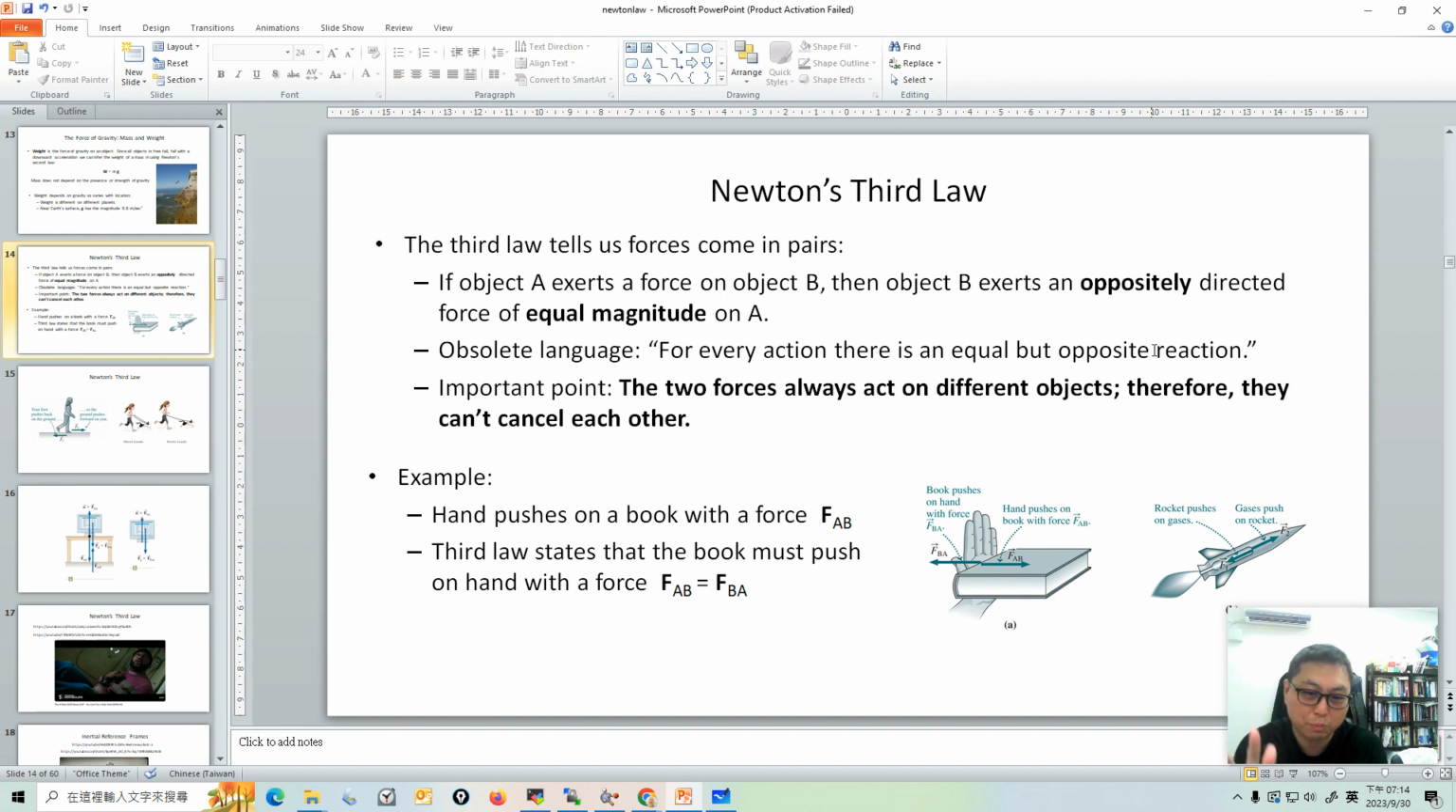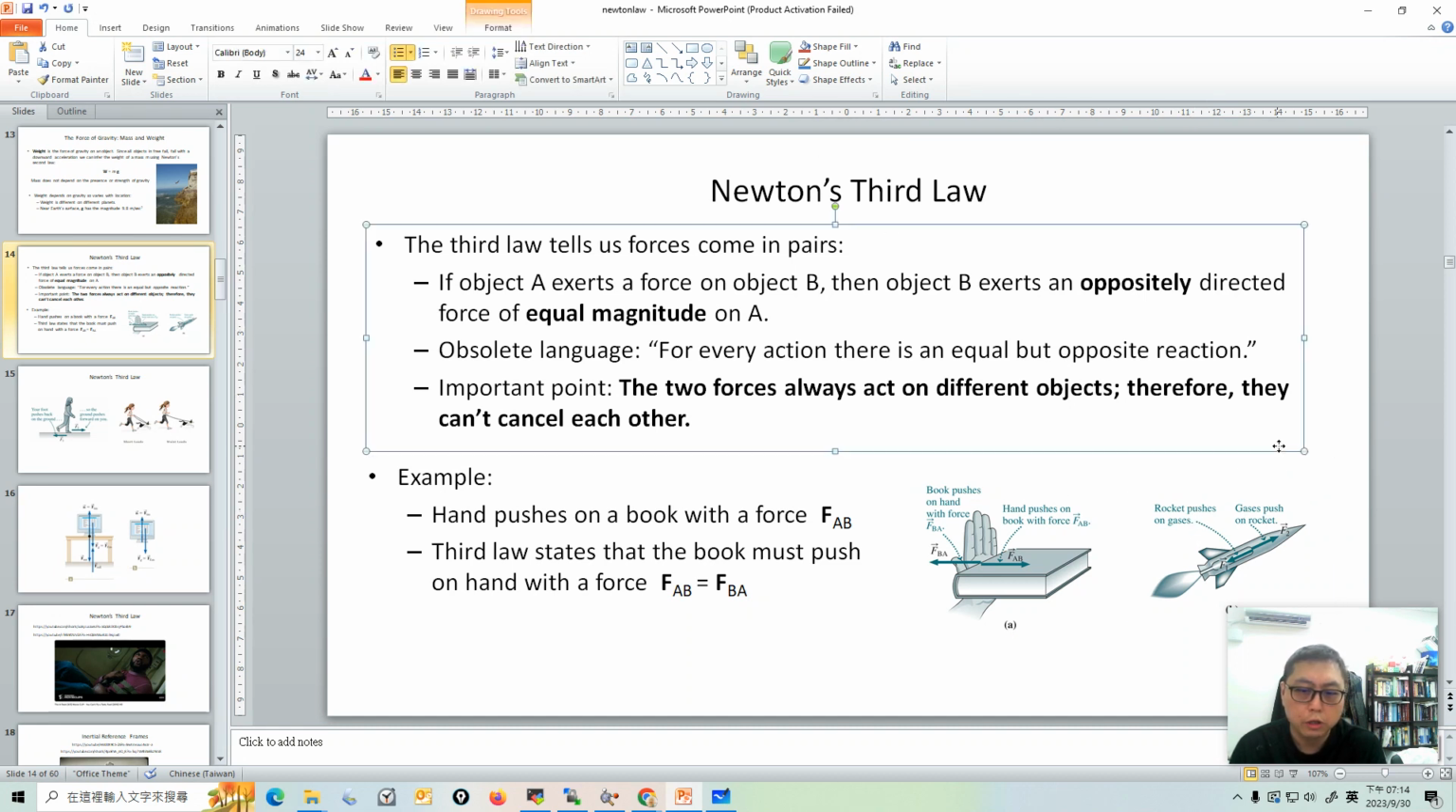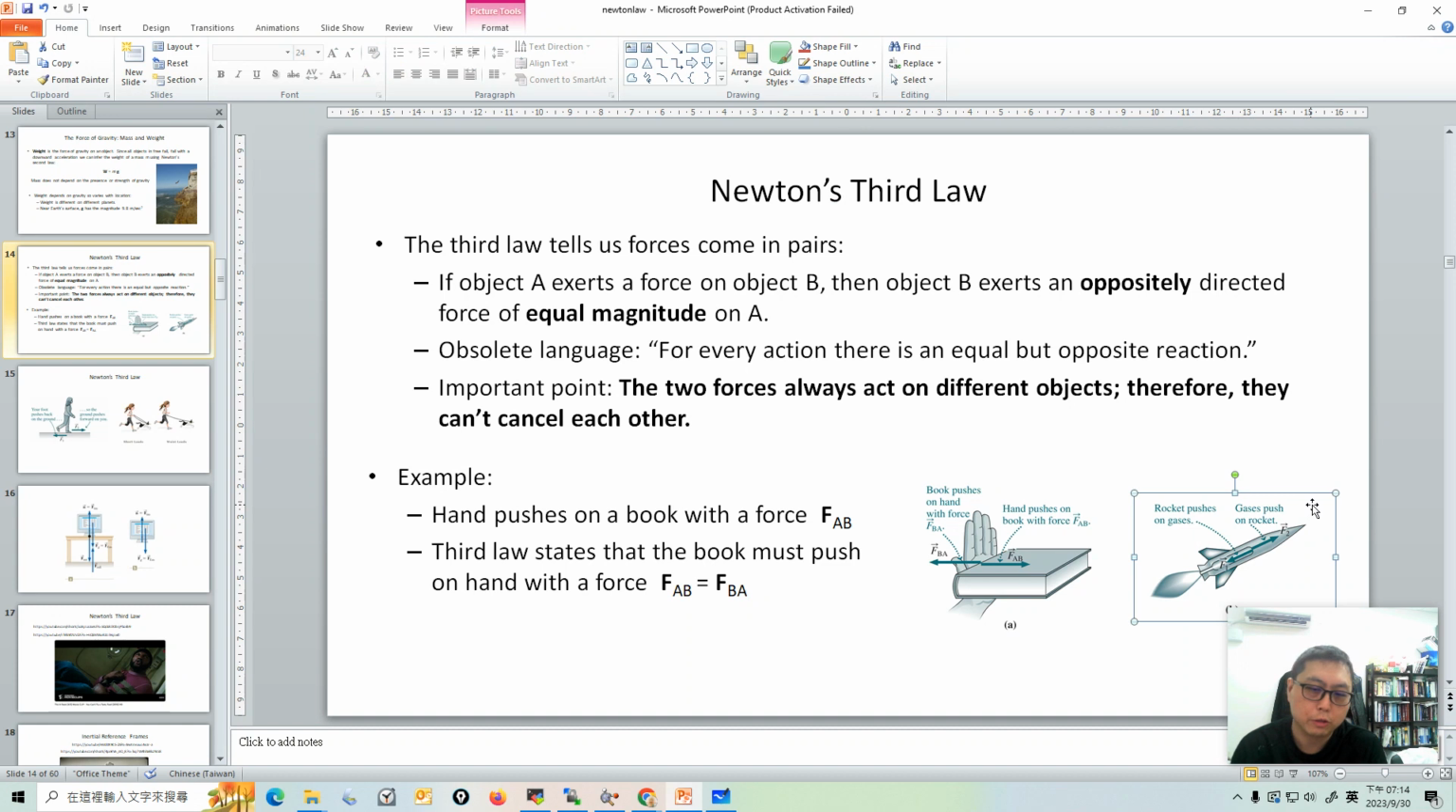The third law also happens in daily life. Just like I said, you push an object, and the object also gives you a force, pushing back on you. The thrust of a rocket uses this concept to send a rocket into space. The rocket pushes the gas, and the gas also pushes the rocket.